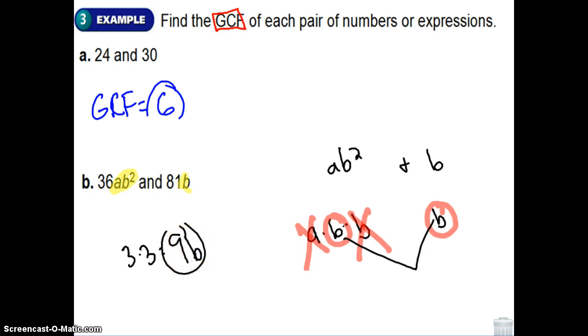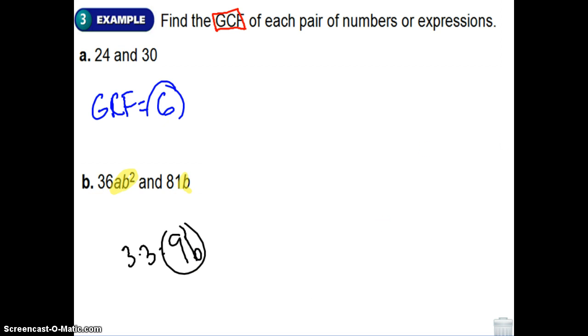The variables are a little bit tricky, but as long as you write them out, and you can go ahead and write them out like this if you want, a times b, and then below it just put a b here, because now you know these line up and these do not. So now you just take what they have in common.